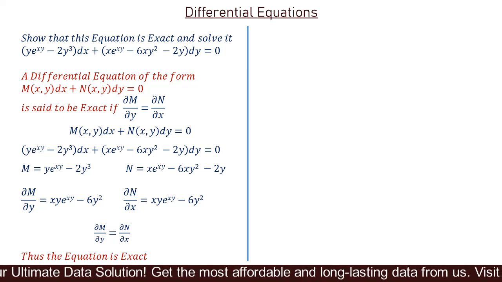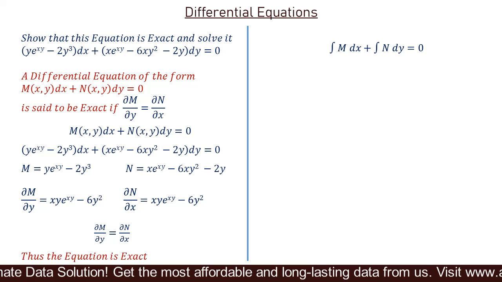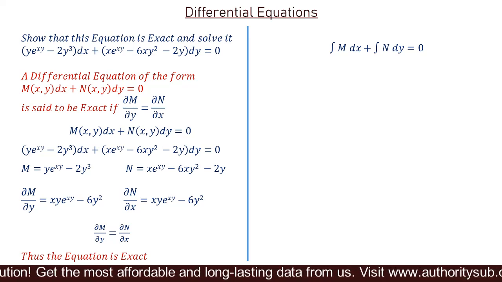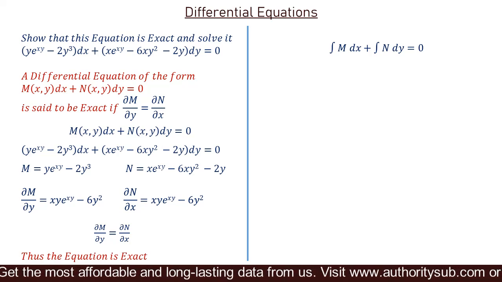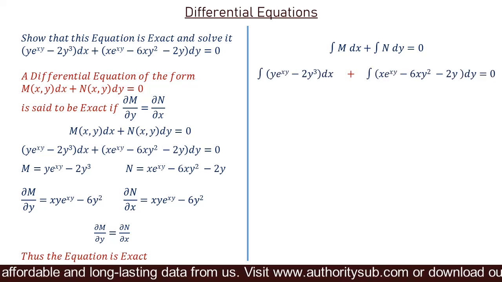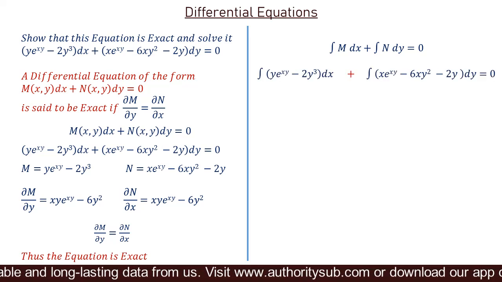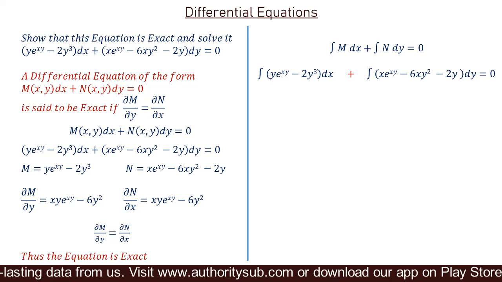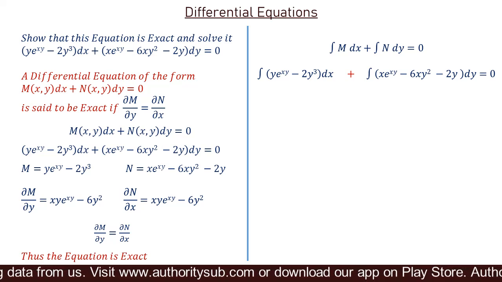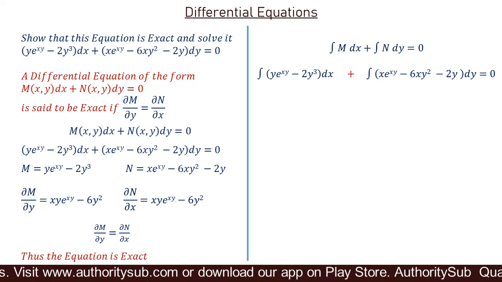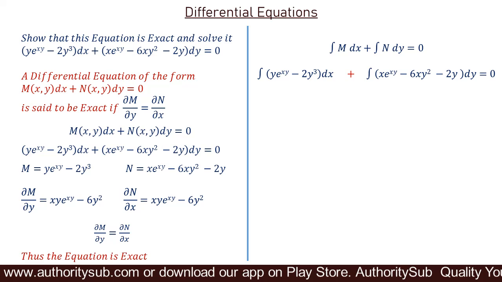How can we solve this? We said that the solution is to integrate M with respect to x, and integrate N with respect to y, equal to 0. Let's do that. Our M is y e^(xy) - 2y^3; integrate this with respect to x. Then our N is x e^(xy) - 6xy^2 - 2y; integrate this with respect to y, equal to 0.